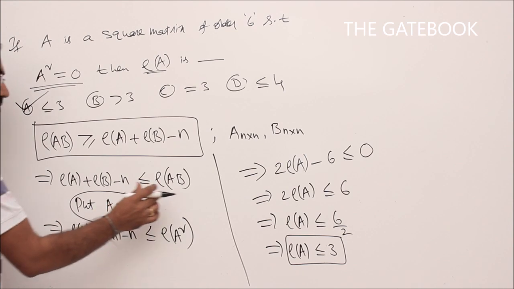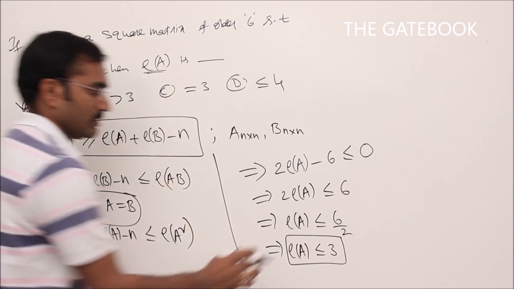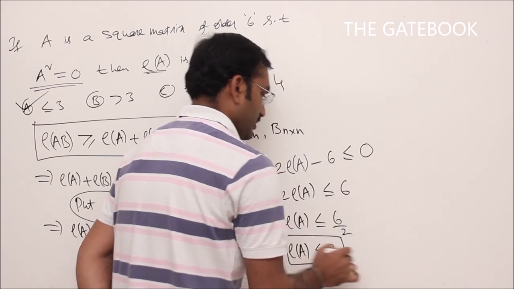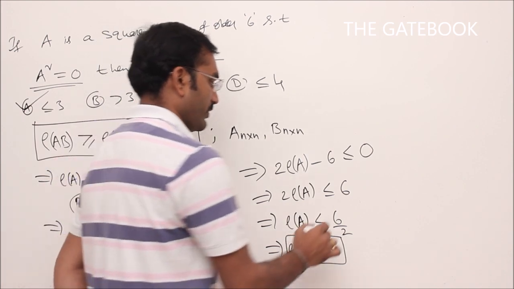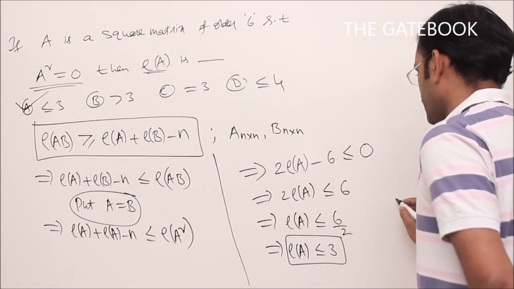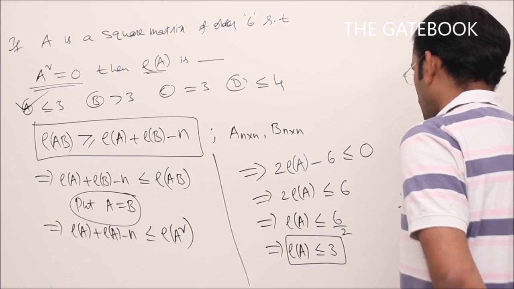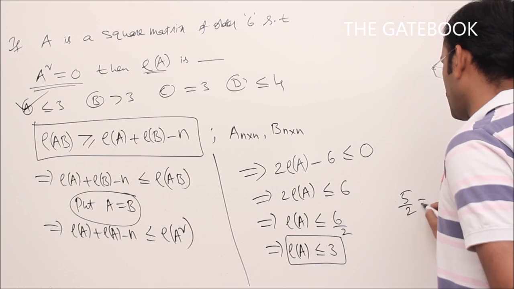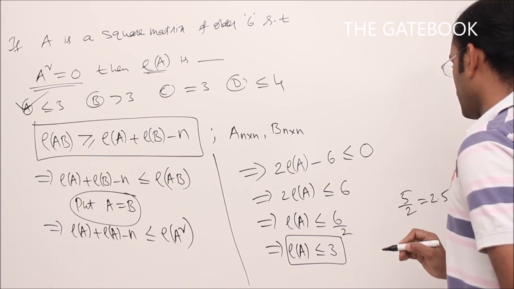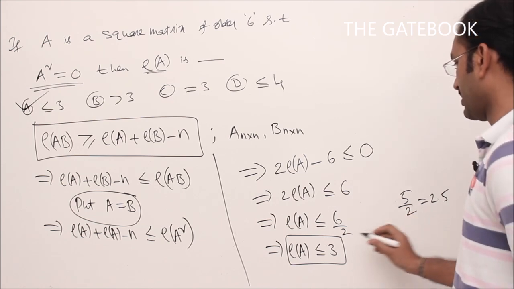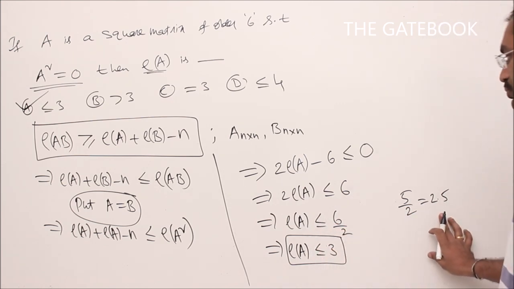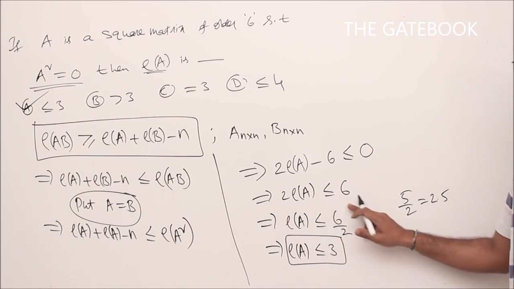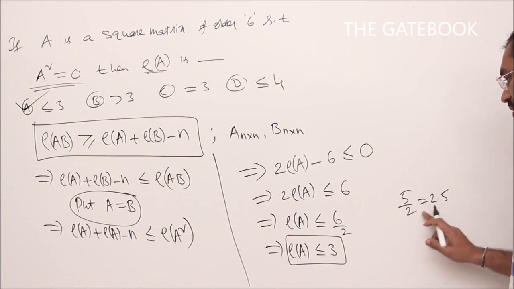When applying this shortcut formula, you should get only an integer value, not a fraction. Suppose you get 5 by 2 on the RHS. 5 by 2 is 2.5, so in that case I can take rank of A less than or equal to 2. You should take only the integer part of this value. So the integer part of 5 by 2 is 2.